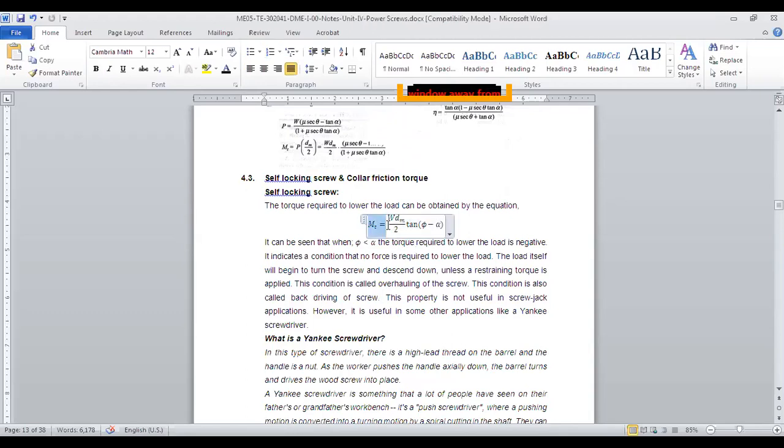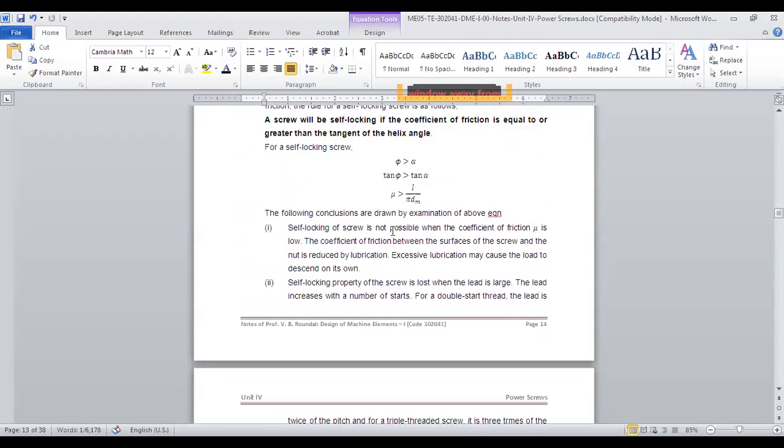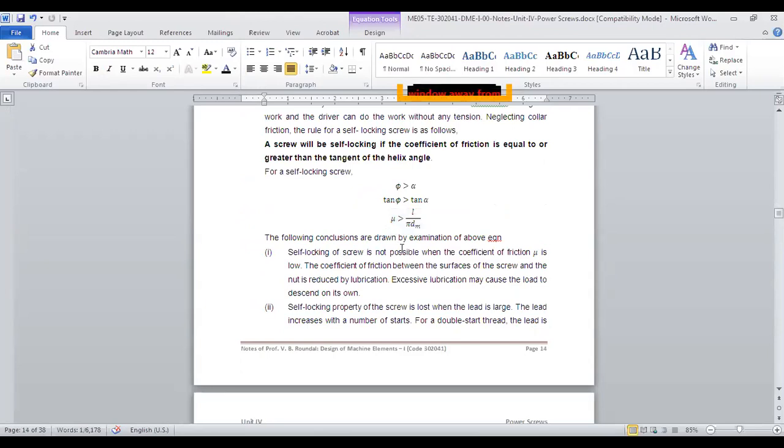Then we have seen what a self-locking screw is. To lower the load, we need a torque of W into dm by 2 tan(phi minus alpha). If phi is more than alpha, then it's okay. But if the angle of friction is less than the helix angle, then no torque is required to lower the load, and it will be a problem. So we have seen the self-locking screw. For self-locking, phi must be greater than or equal to alpha, so tan phi must be greater than or equal to tan alpha. Tan phi is mu, the coefficient of friction, and tan alpha is equal to L upon pi dm.